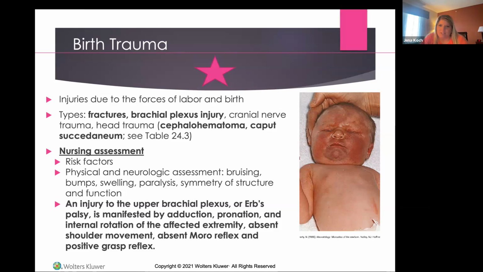You can see the picture over here to the right. It looks like there's some facial bruising. So my stepdaughter had her baby on Tuesday this last week, and she has facial bruising. So she looks very similar. It's actually a lot better now that she's a week old, but it looks very similar to that.